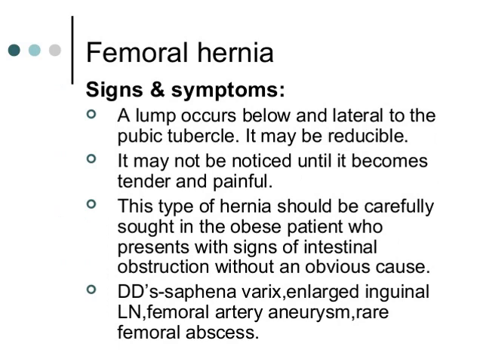So, for the femoral hernia, a lump occurs below and lateral to the pubic tubercle. It may be reducible, but commonly is irreducible. It may not be noticed until it becomes tender and painful, and this is the complication of strangulation. This type of hernia should be carefully sought in obese patients who present with signs of intestinal obstruction without an obvious cause. You should differentiate femoral hernia from saphena varix, enlarged inguinal lymph nodes, femoral artery aneurysm, and rarely a femoral abscess.